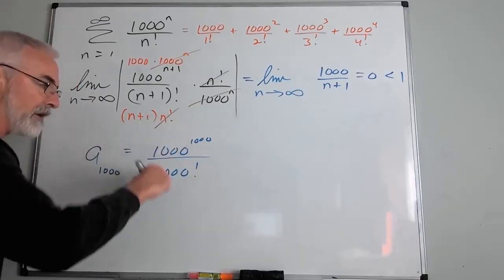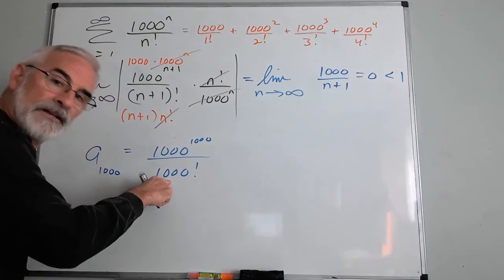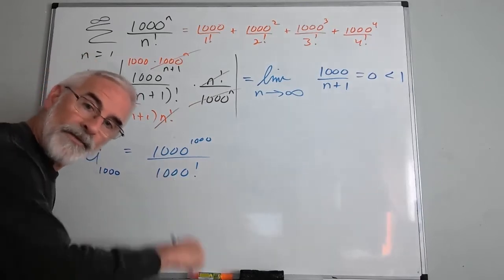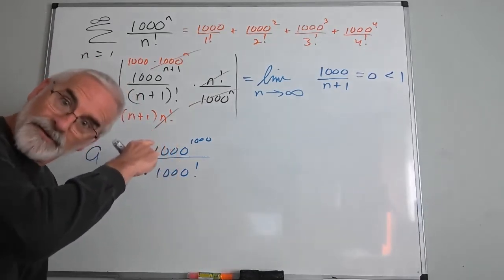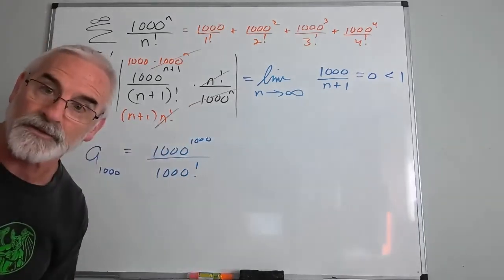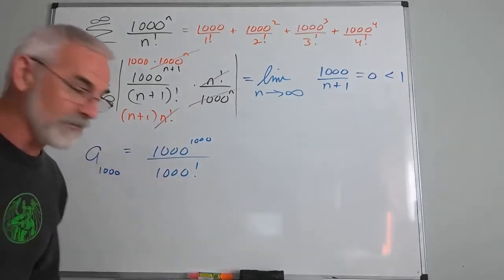This number is way bigger. This is 1,000, 999, 998, 997, all the way down to 1. This is 1,000, 1,000, 1,000, 1,000, 1,000. They both have 1,000 terms. The top is way bigger than the bottom.